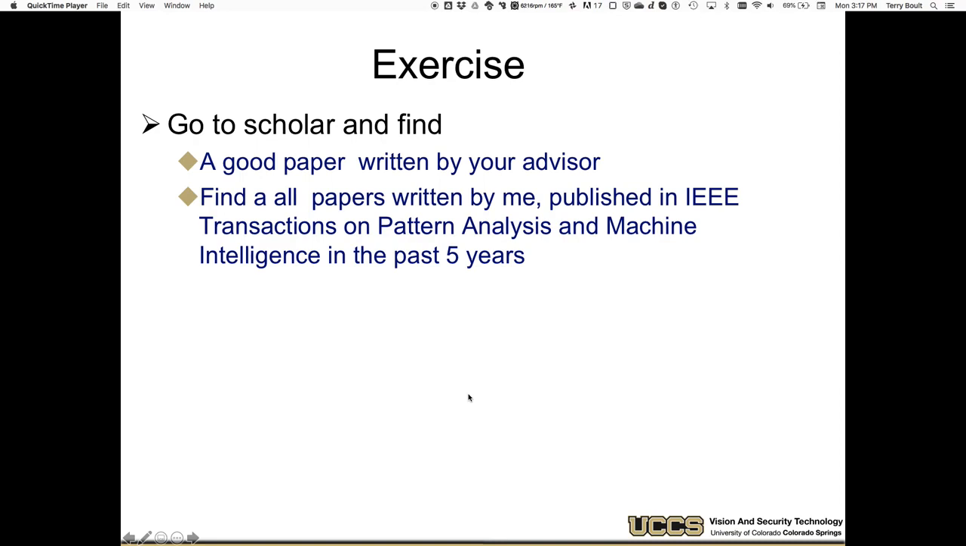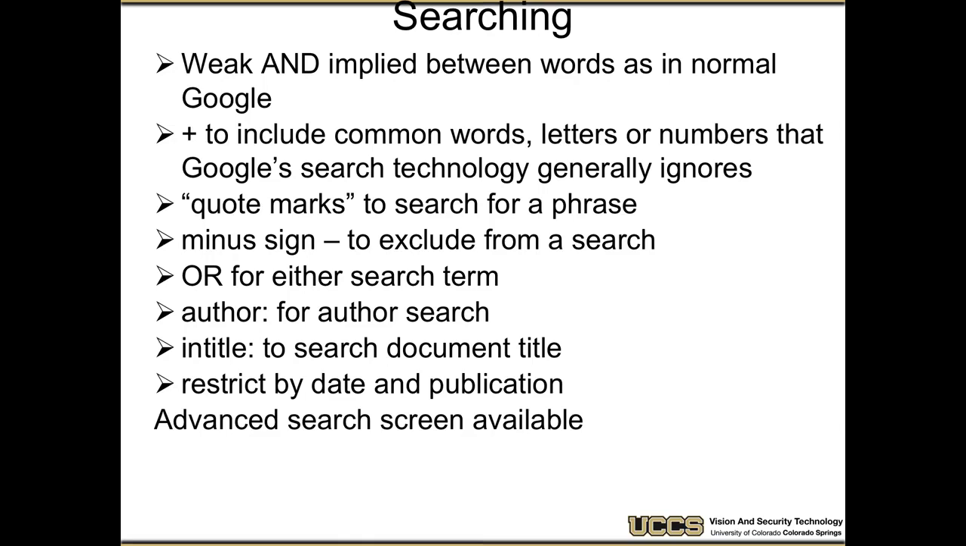So some things about searching, though, that I hit on a little bit. Searching can be weak, and it has this sort of implied connection between words. You've got to be a little careful about doing it. So you can use plus to get common words, quote to search for a particular phrase, minus to get rid of them, author, in title. This is one I didn't mention, but if I want to search for the word to be in the title of the paper, I can say in title, and that'll search only within those. And all that stuff's on the advanced search screen, so you can go through that.